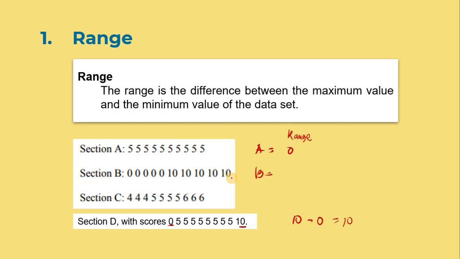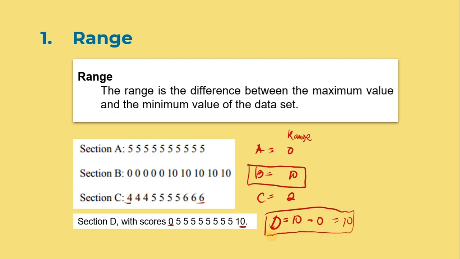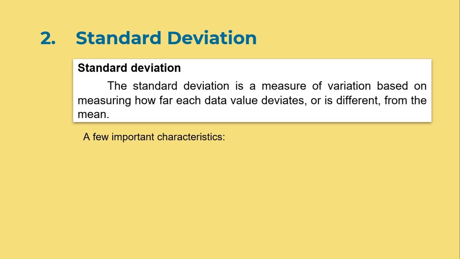Section B, it's 10 minus 0, it's 10. Then section C, the range is 6 minus the smallest, 4, so 2. So section D is the same. And section B too. So even if they have the same range, their values are different, right? So we can use this in the next description.